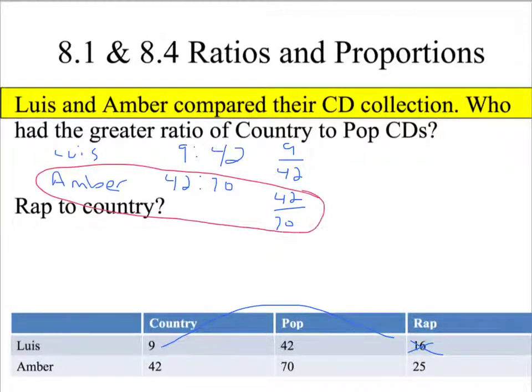Amber knows her country. And I know you all want to be just like Amber, so just make sure that your CD collection has that country in it. You have to have that country, because it's the best music in the world. Besides my singing, of course.